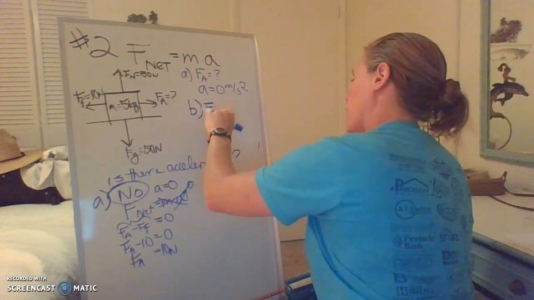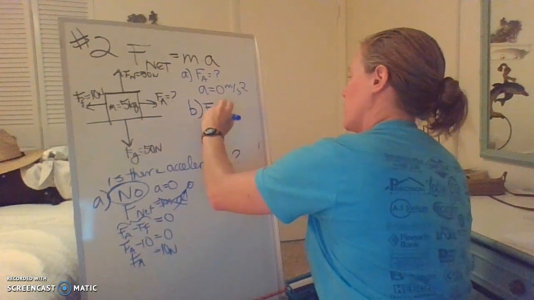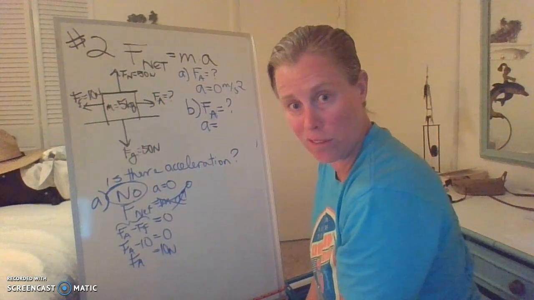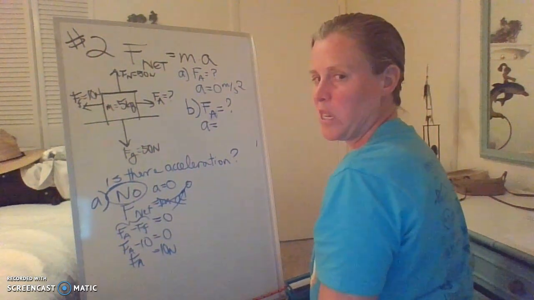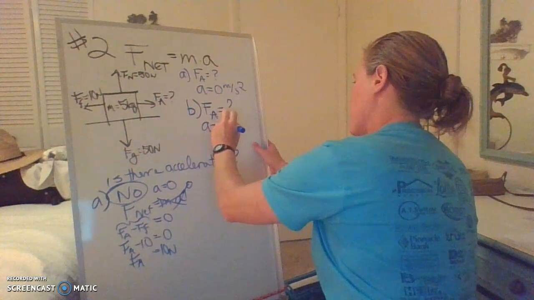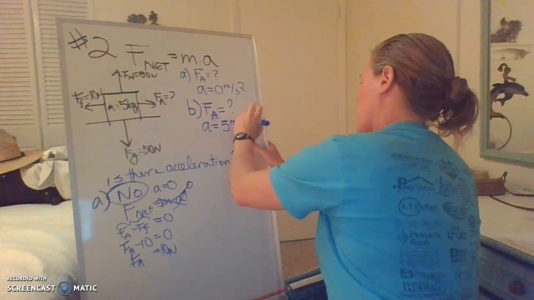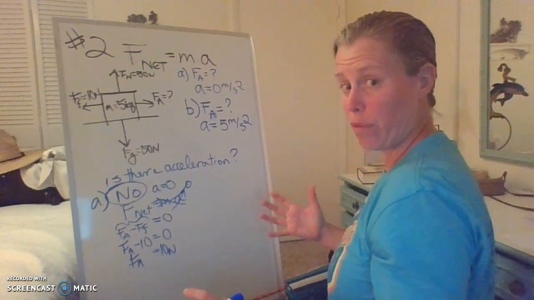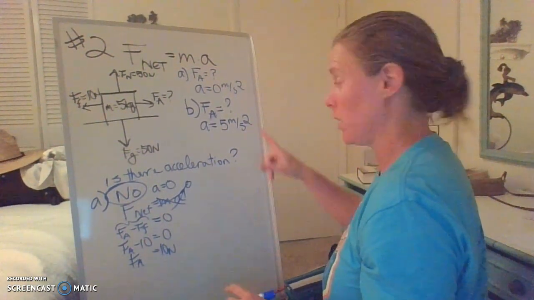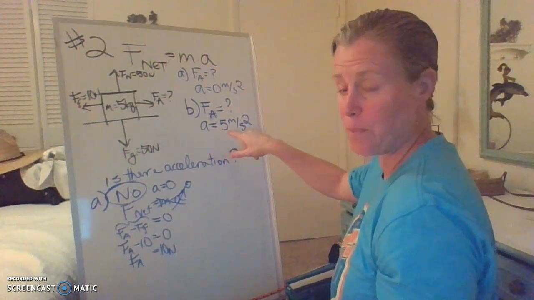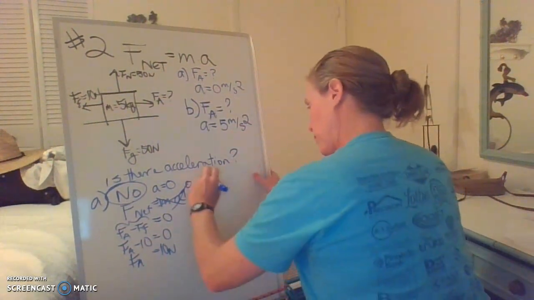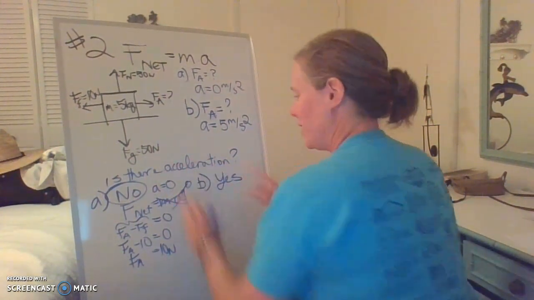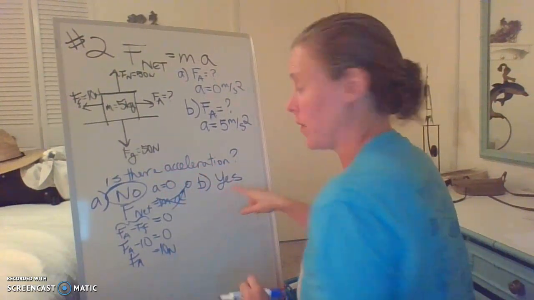What is force applied, keeping the same case? If acceleration equals, I don't know, how fast do you want it to go? Let's get it to speed up fast. Let's go 5 meters per second squared. So what would that force need to be if we wanted to achieve an acceleration of 5 meters per second squared? So B, is there acceleration? Yes, there is.